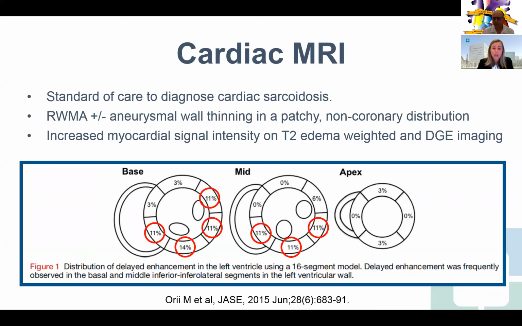So specifically, we're looking at the T2 edema-weighted sequence where we see increased myocardial signal intensity. And as I mentioned earlier, delayed gadolinium enhancement imaging, where we see uptake of gadolinium in regions of scar or inflammation. You can see here in the figure, and I've circled the areas that are most typically involved with cardiac sarcoidosis. As you can see, the basal interventricular septum, the basal inferior, posterior, and lateral segments, as well as the mid-inferoseptum, inferior wall, and posterior wall. Obviously, it can occur everywhere, as you've seen with the percentages here, but those are the most commonly affected segments.